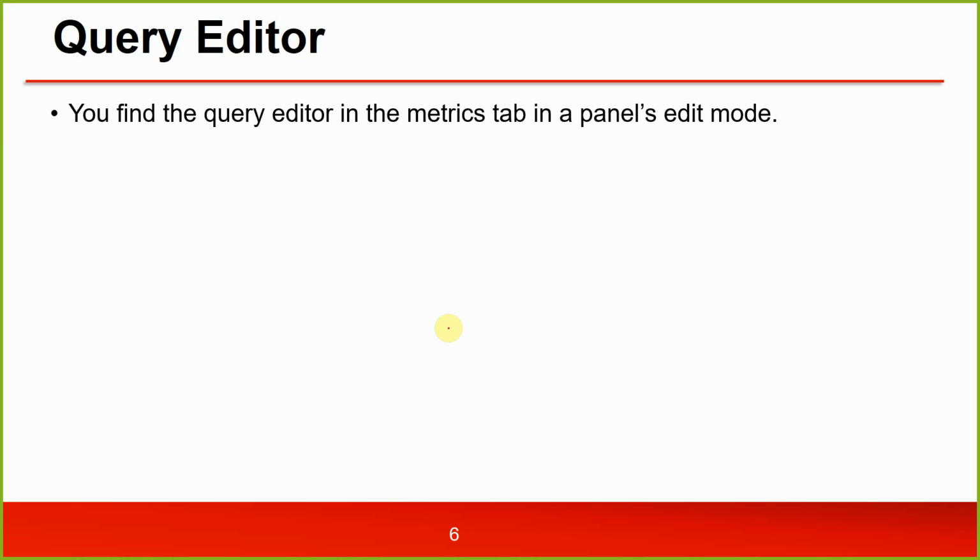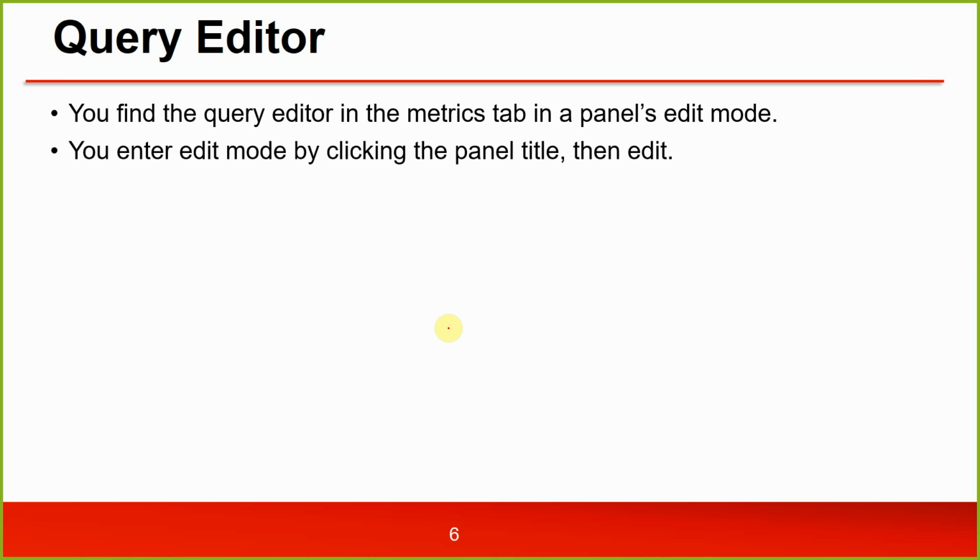You will find the query editor in the metrics tab in the panel's edit mode. The panel has to be in edit mode in order to get the query, and you can add multiple queries. Advisable, there are some guidelines. The best practice is not more than 5 queries should be added into one panel. You enter edit mode by clicking on the panel title and then edit, or the single character E, if you recollect, I explained in the previous example.